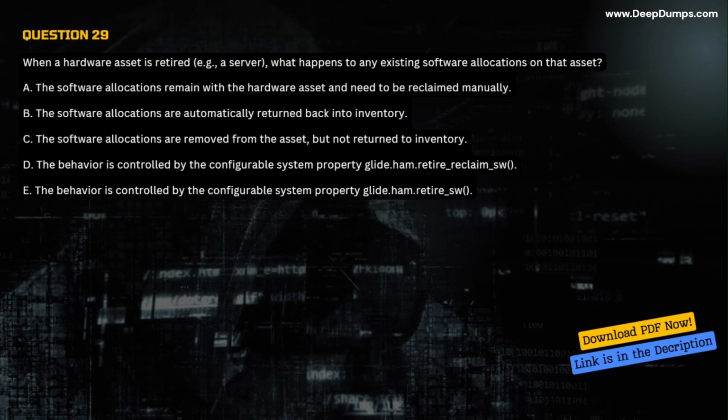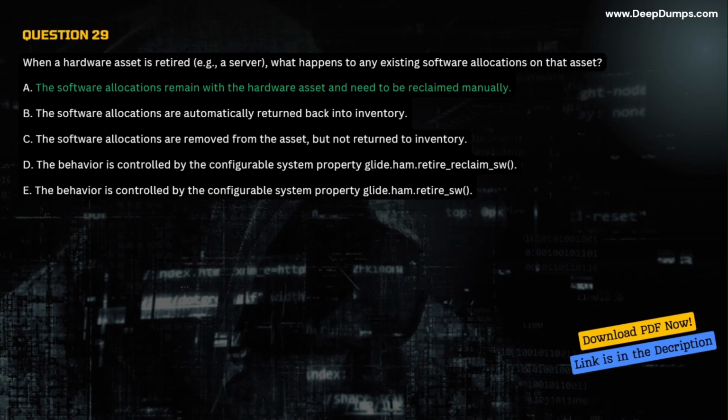Question 29. When a hardware asset is retired, e.g., a server, what happens to any existing software allocations on that asset? A. The software allocations remain with the hardware asset and need to be reclaimed manually. B. The software allocations are automatically returned back into inventory. C. The software allocations are removed from the asset, but not returned to inventory. D. The behavior is controlled by the configurable system property glide.ham.retire_reclaim_sw. E. The behavior is controlled by the configurable system property glide.ham.